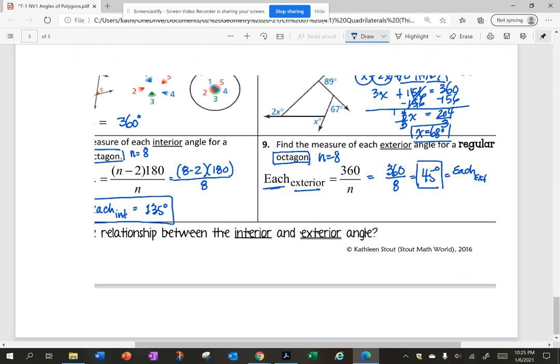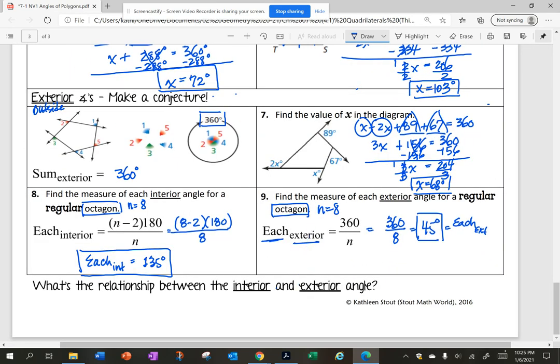Okay, so what do I notice about the interior angle and the exterior angle? If I add up 135 and 45, I get 180 degrees, which is a linear pair. If we think about this, if I add an interior and an exterior angle, I'm going to get a line.